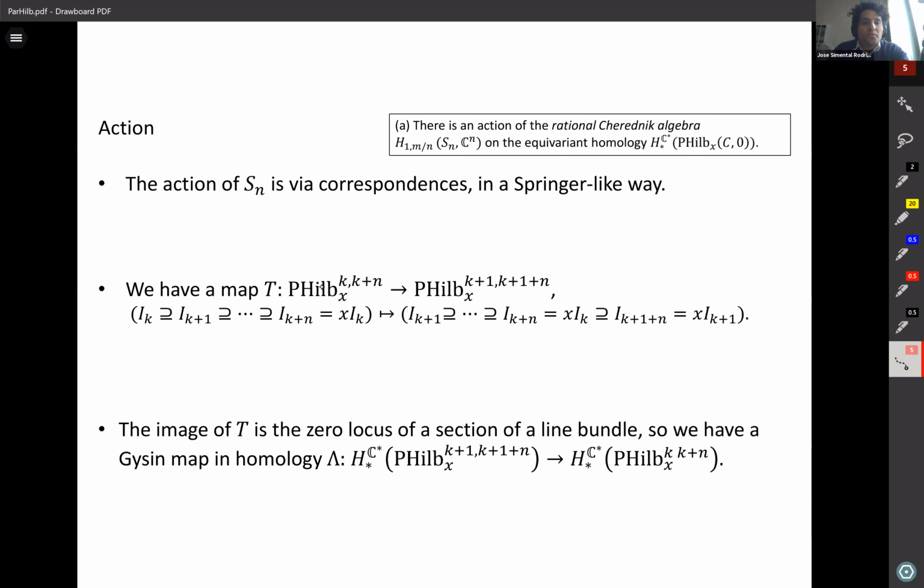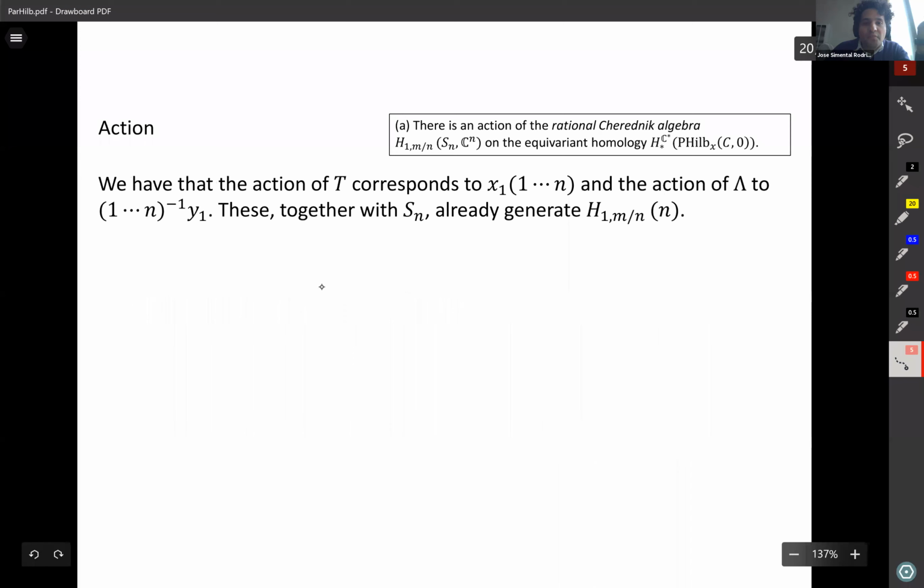Now I have given you the action of Sn and two more operators. Turns out this is enough to generate the entire theoretic algebra. I gave you the presentation of the theoretic algebra with 2n generators plus the symmetric group because that's the more digestible one. It's not the most economic one. You don't need all x's and all y's to generate the theoretic algebra.